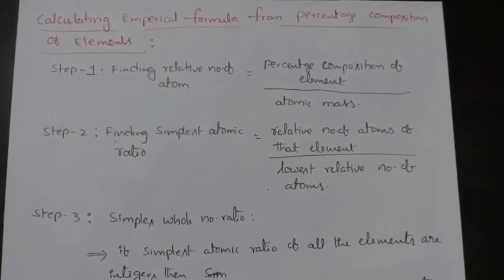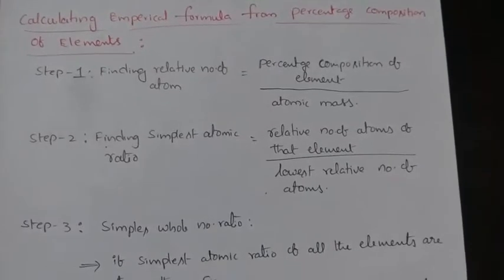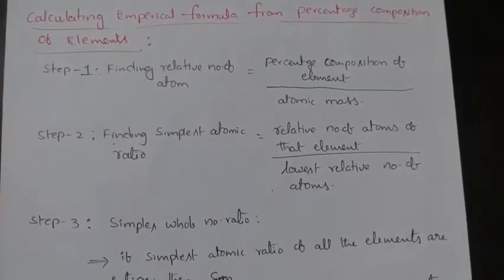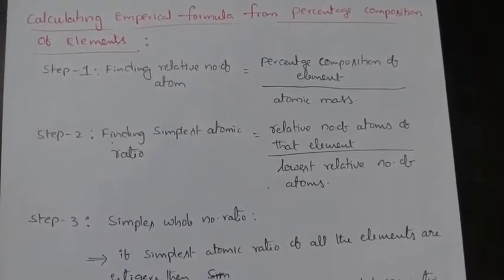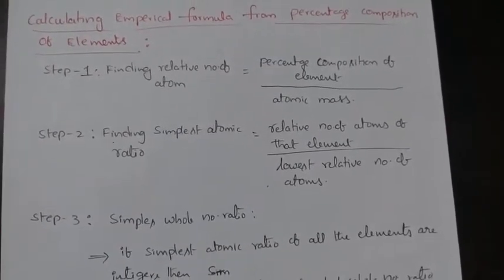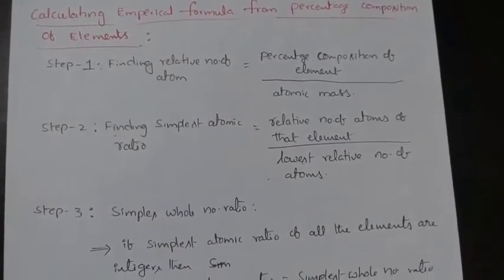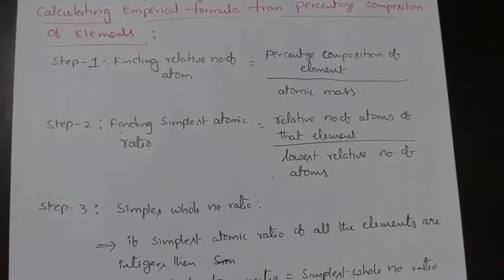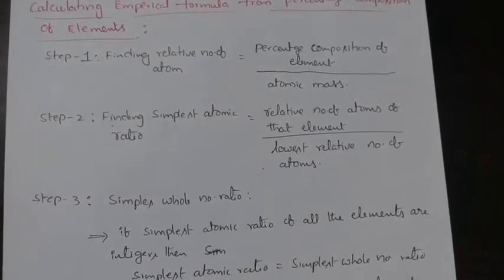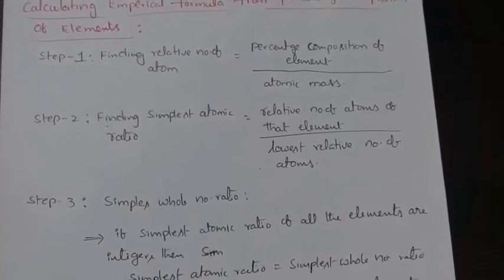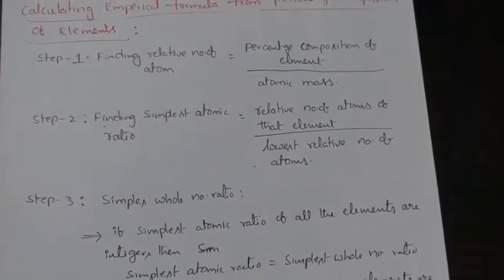Next, calculating the empirical formula from the percentage composition of the elements. If the percentage composition of the elements present in a compound is given, how do we calculate the empirical formula? The empirical formula can be found from the percentage composition in 3 steps. In the first step, we find the relative number of atoms from the percentage composition.